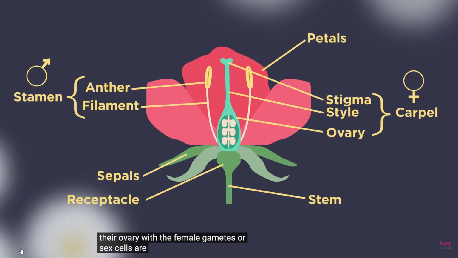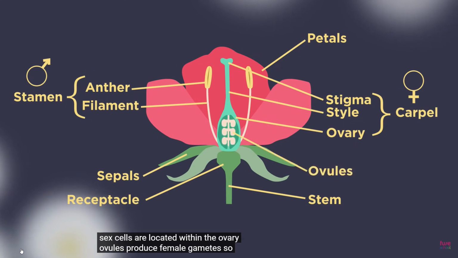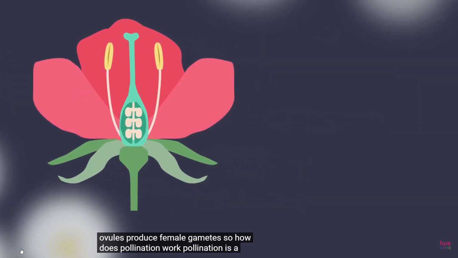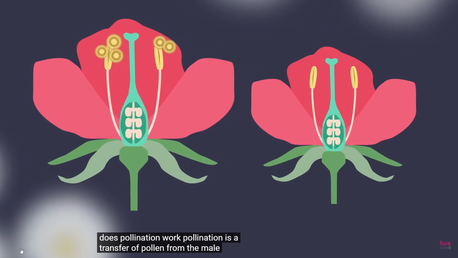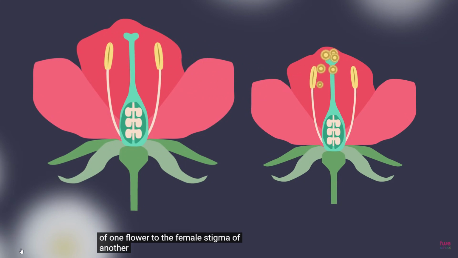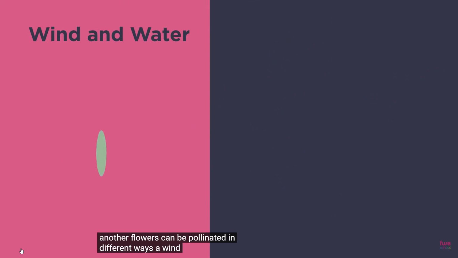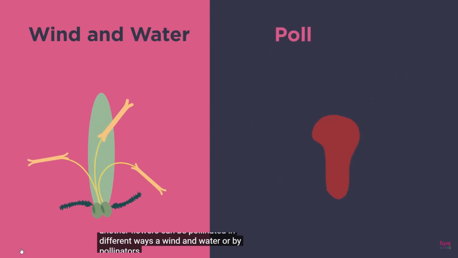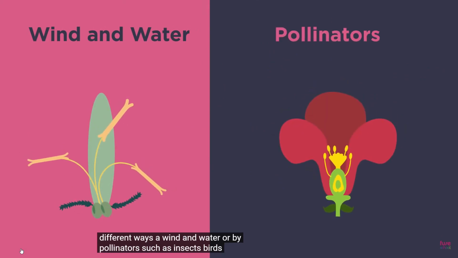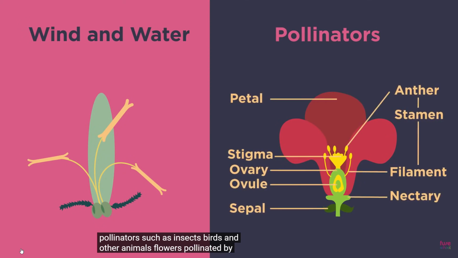So, how does pollination work? Pollination is the transfer of the pollen from male anthers of one flower to the female stigma of another. Flowers can be pollinated in different ways: by wind, by water, by pollinators such as insects, birds, and other animals.